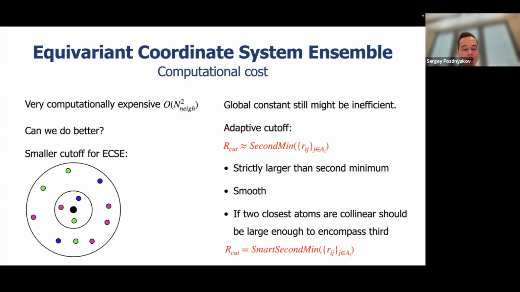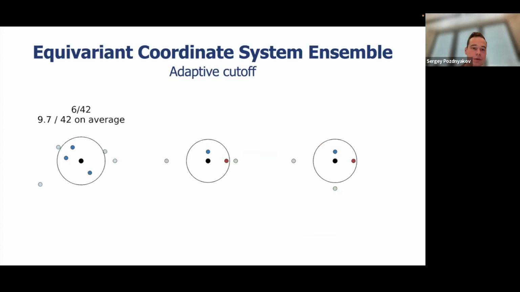Let me illustrate how it works. This slide illustrates the behavior of our adaptive cutoff. The left panel is basically the general simulation. We have a central atom and 7 neighbors. So in total, there are 7 multiplied by 6, 42 coordinate systems. But at the current moment in time, there are only 3 neighbors inside our cutoff radius. So currently, our symmetrization method uses only 6 coordinate systems out of 42, which is quite an improvement.